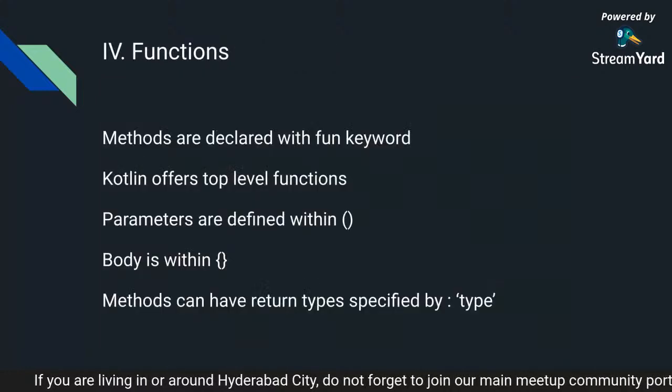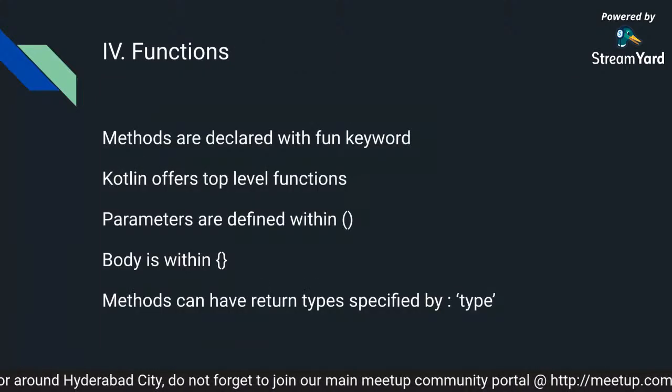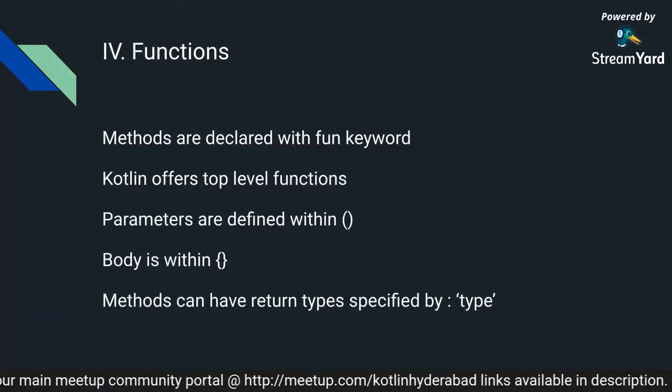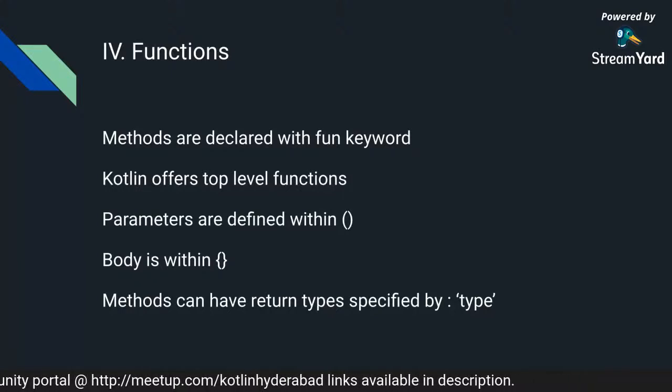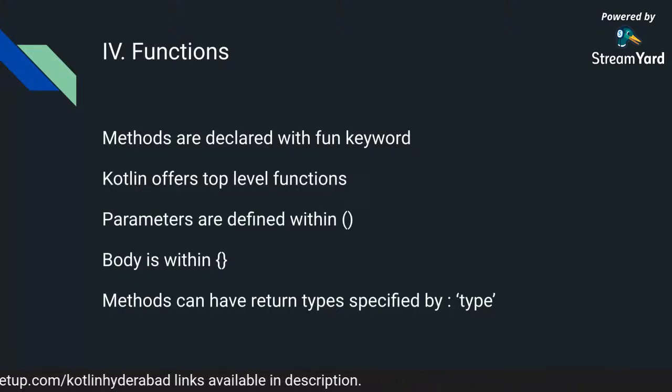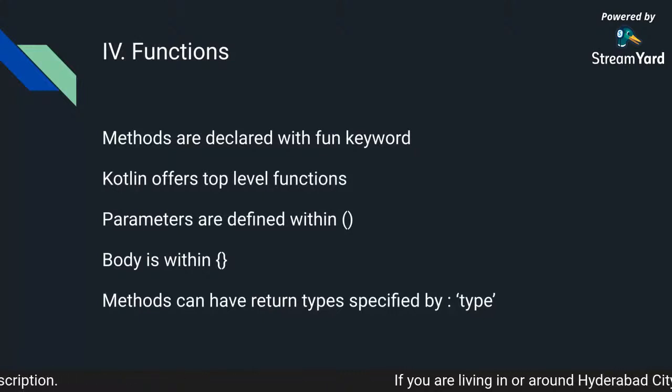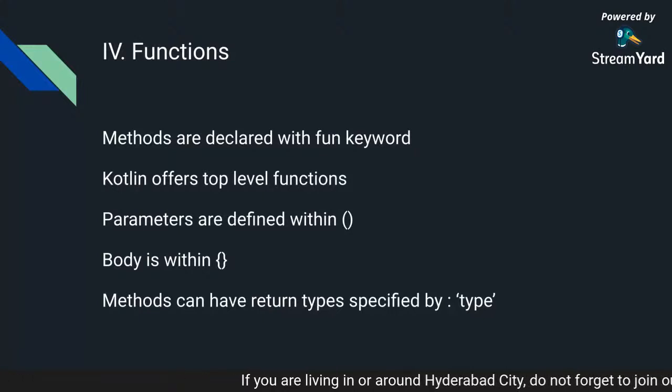Okay, so now let's move on to functions. So what are functions? Functions are basically methods. You all know what methods are if you are familiar with object oriented programming. A class can have methods. A method is basically a function that does something. So in Kotlin, we declare methods with the fun keyword. Okay, so that's the first thing.